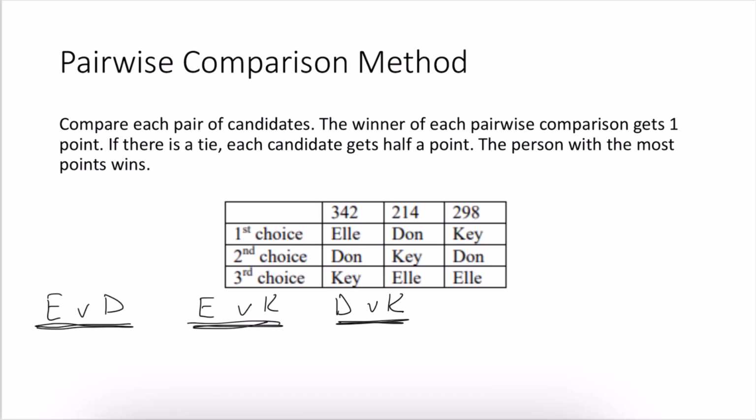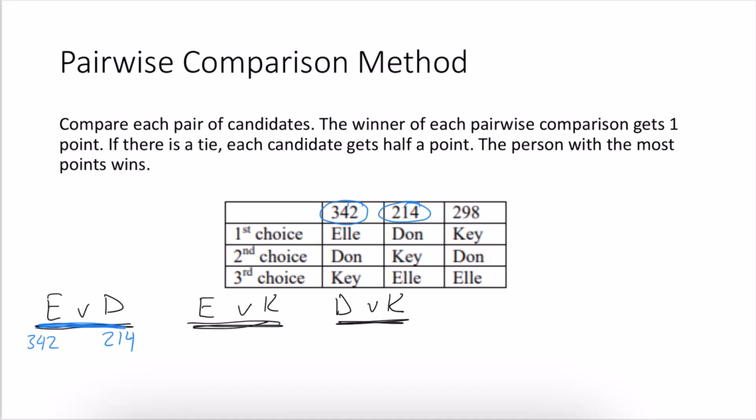And then the way that you determine the winner is you look at each pair and determine which candidate wins each pair, and then give them points based on that. So for this first pair, where we're doing L versus Dawn, these 342 votes are going to go to L because L is their first choice and Dawn is their second choice. So L is going to get 342 points. These 214 votes will go towards Dawn because they prefer Dawn over L, because Dawn is first choice and L is third choice. So Dawn will get 214.